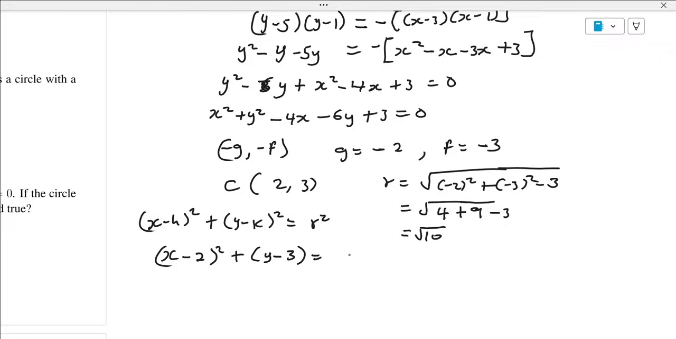Alright, so we'll have this one squared, and that will be root of 10 squared. So we have x minus 2.